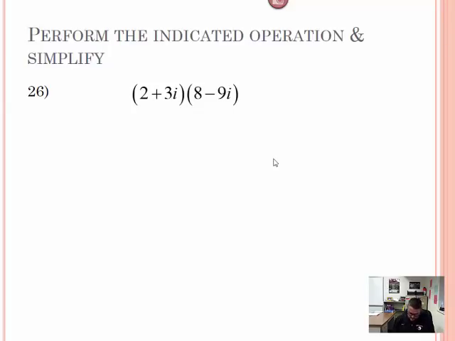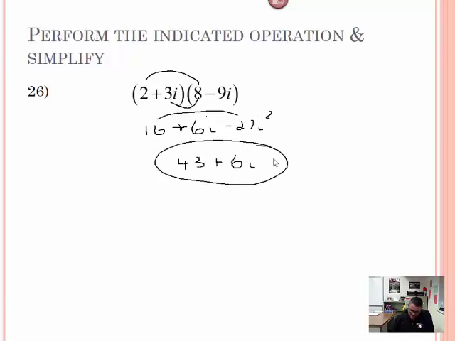And here we're going to FOIL a binomial times a binomial. So 8 times 2 is 16. Our outer is negative 18i. Our inner is 24i. So 24i minus 18i would be positive 6i. And then negative 27i squared. But we know that i squared is negative 1. So negative 1 times negative 27 is positive 27. So 27 plus 16 would give me what? 43 plus 6i, and that'd be your answer.